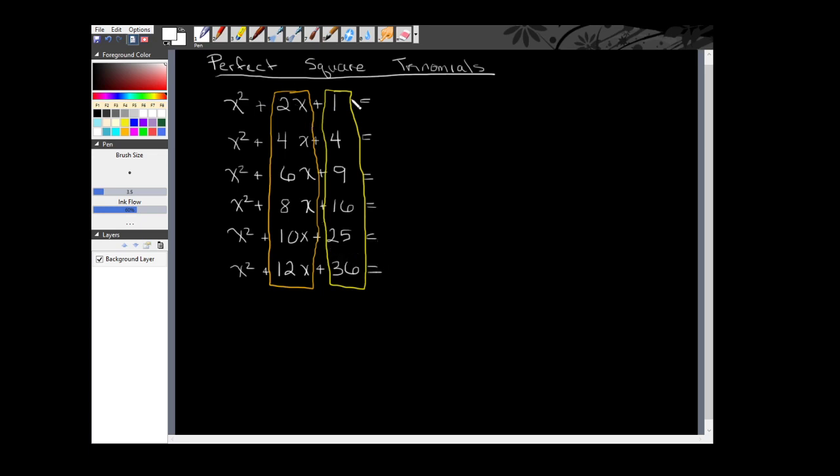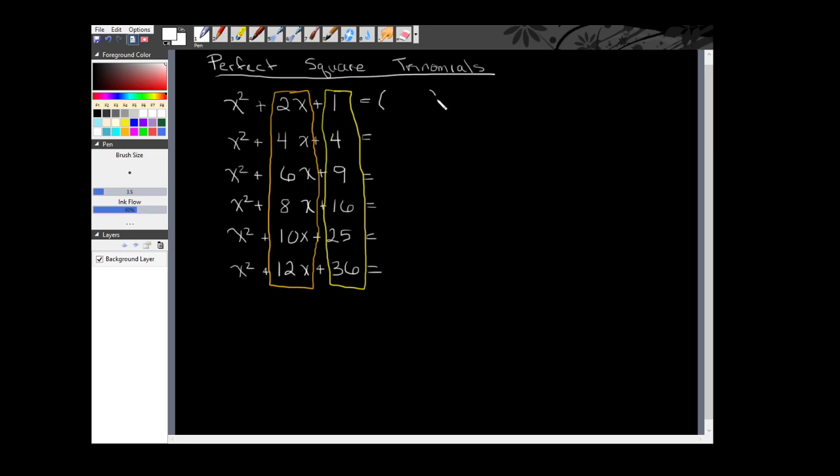Okay, so you might see that if I divide by 2, I get a 1, and 1 squared is 1. And if I divide by 2, I get 2, and 2 squared is 4. Here, if I divide by 2, I get a 3, and 3 squared is 9. And here, if I divide by 2, I get 4, and 4 squared is 16. So they have this number in common.